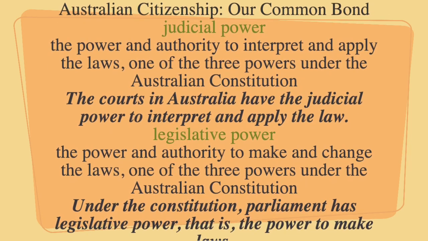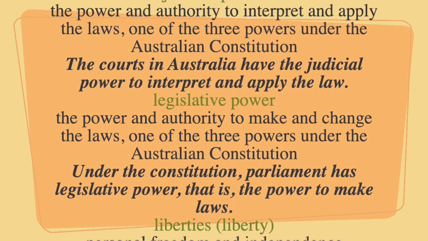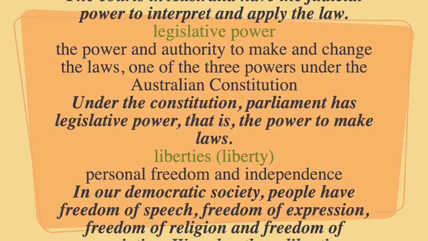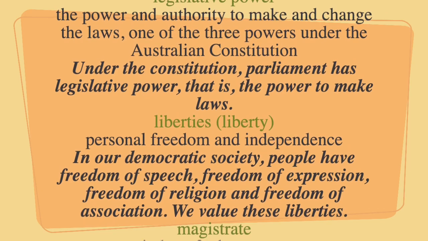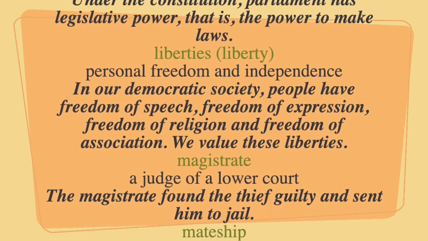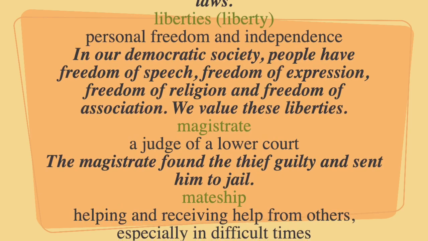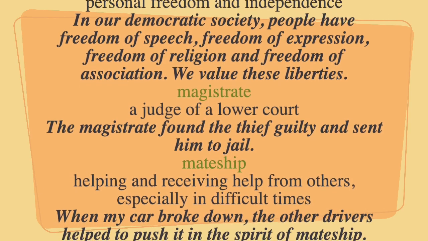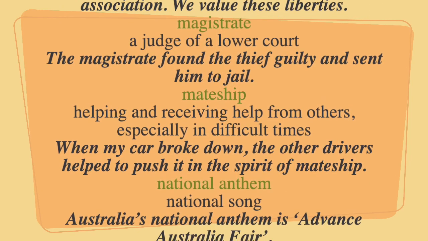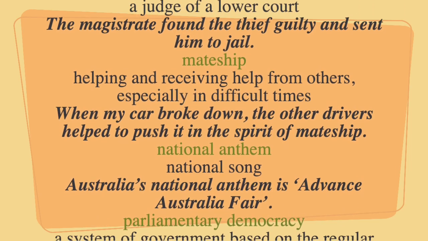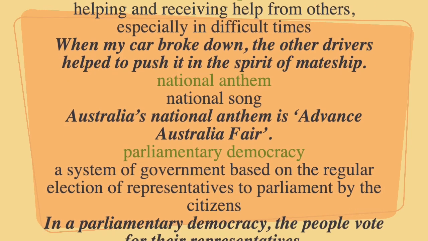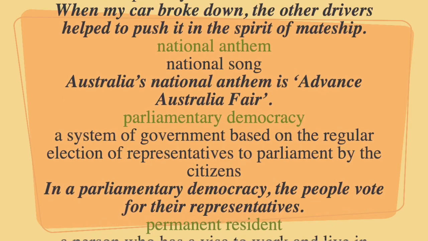So there is something more to remember. Okay, what is judicial power? The power and authority to interpret and apply the laws, one of the three powers under the Australian Constitution. Legislative power: the power and authority to make and change laws, again one of the three powers under the Australian Constitution. What is the meaning of liberty? A person's freedom and independence. Magistrate is the judge of a law court. Mateship is helping and receiving help from others, especially in difficult times. And parliamentary democracy: the system of government based on regular elections, with citizens represented in parliament.